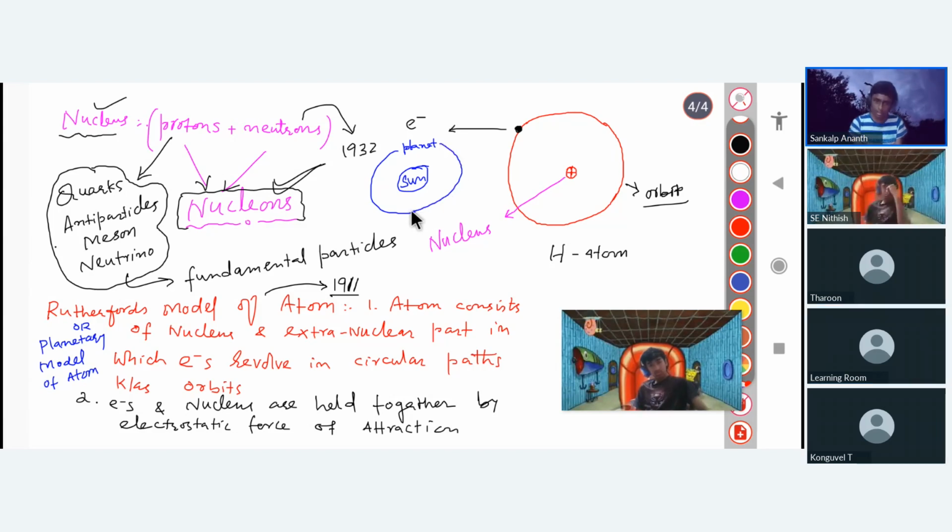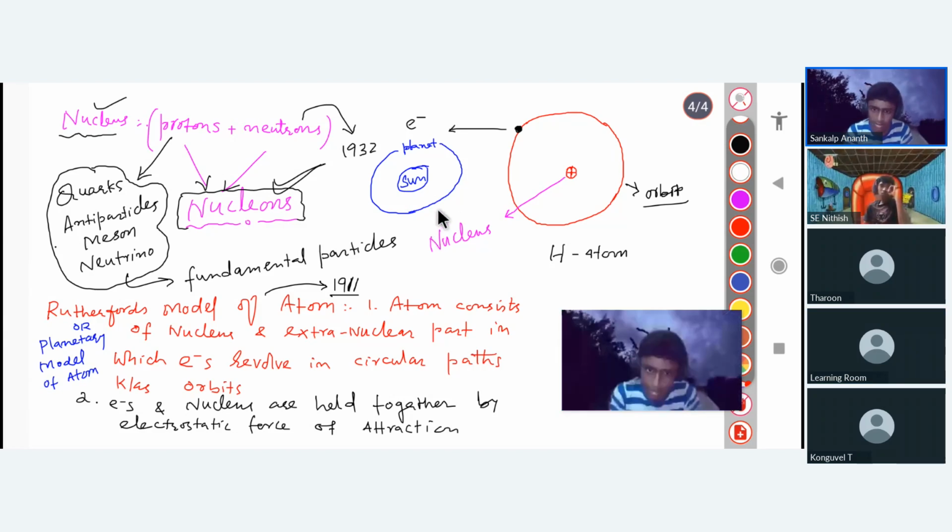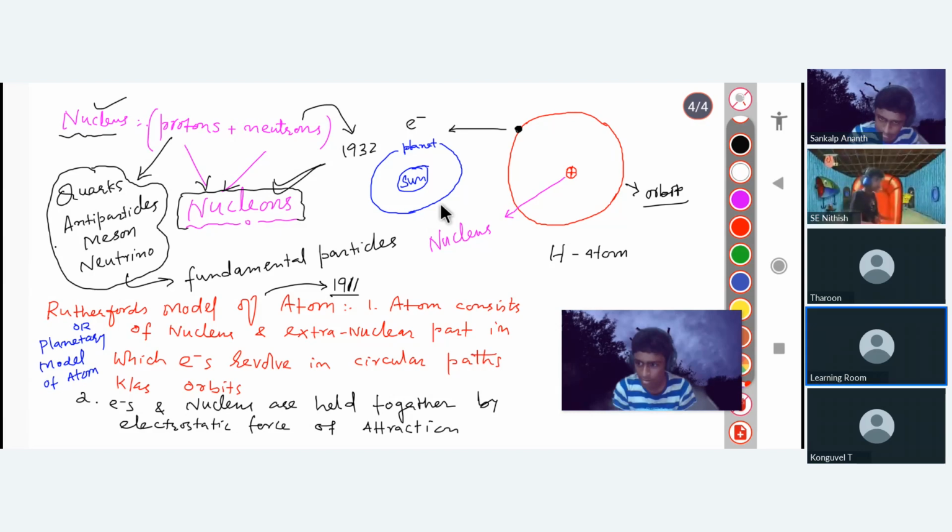Sir, tell me, the mass of the nucleus is more than the mass of electrons. Is that why the electrons are revolving around the nucleus, because the mass of the nucleus is more? Yes, the nucleus has more mass because there are also the protons and neutrons inside it. So that's why it is stationary. Electrons are actually the charged particles.